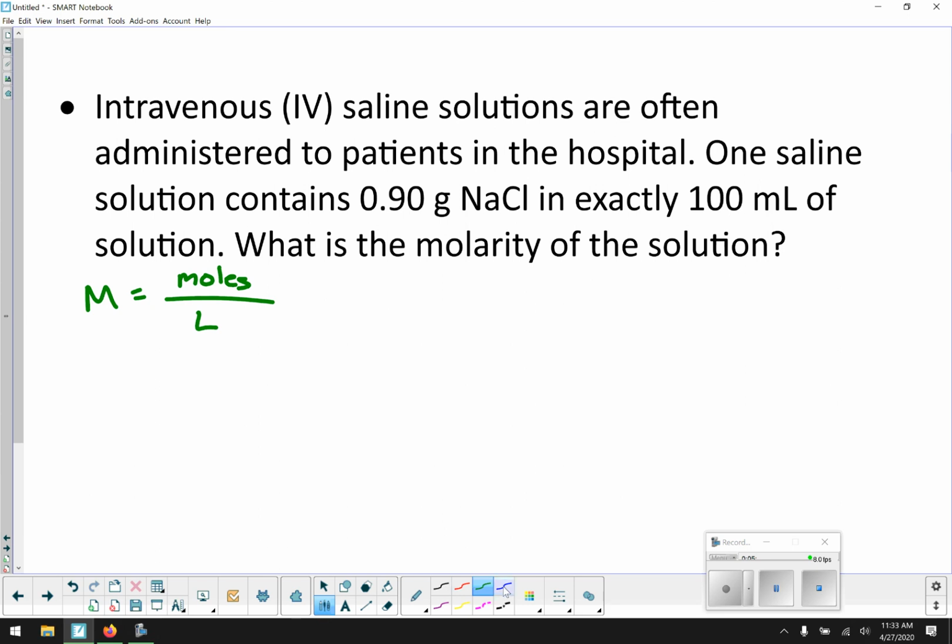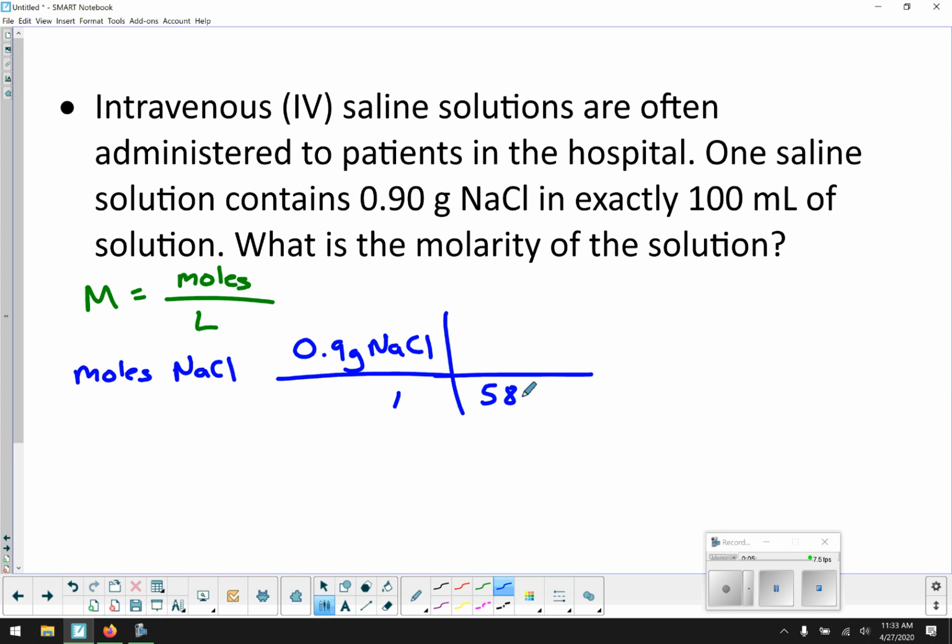So moles NaCl, well, we have 0.9 grams NaCl over 1. Sodium chloride is 58.44 grams in 1 mole. And I'll come back with that answer once I do some calculator button pressing.